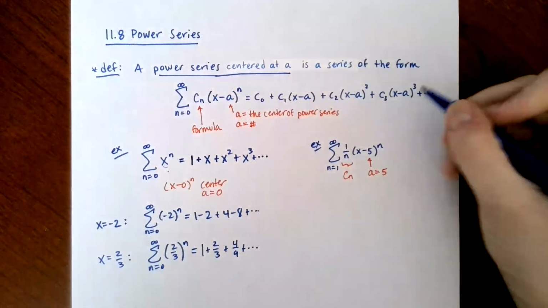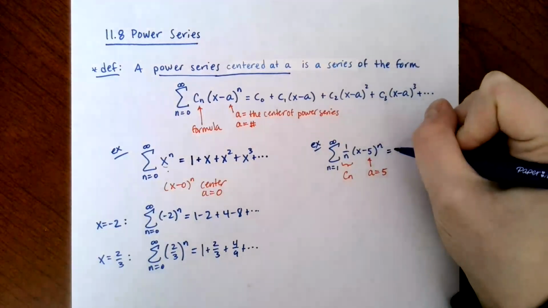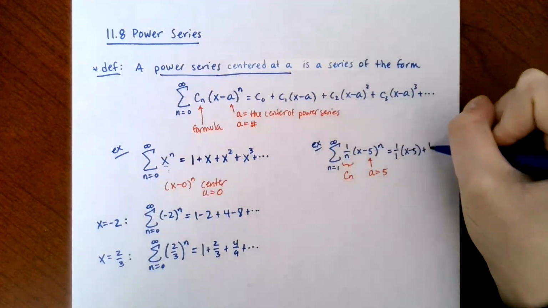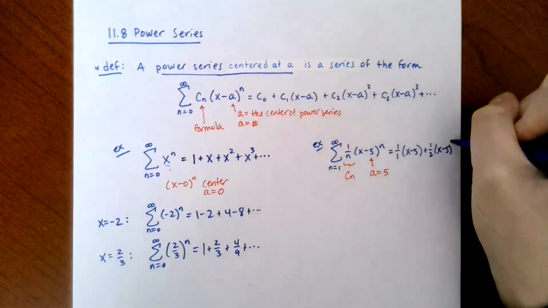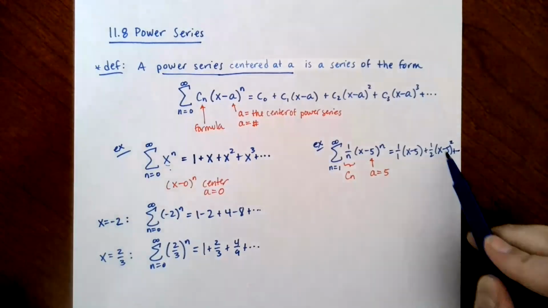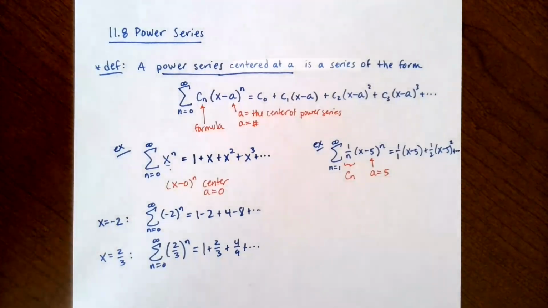So if we spell out a couple of the terms here, we would have 1 over 1, (x minus 5) to the 1, 1 over 2, (x minus 5) squared, and that's all I can fit on my page, so we'll say dot, dot, dot. The next one would have a 3 in both those spots, and so on. We can still plug in values of x here as well, and it becomes one particular series. So a power series, you can think of it as an infinite polynomial. You could also think of it as kind of a family of series.